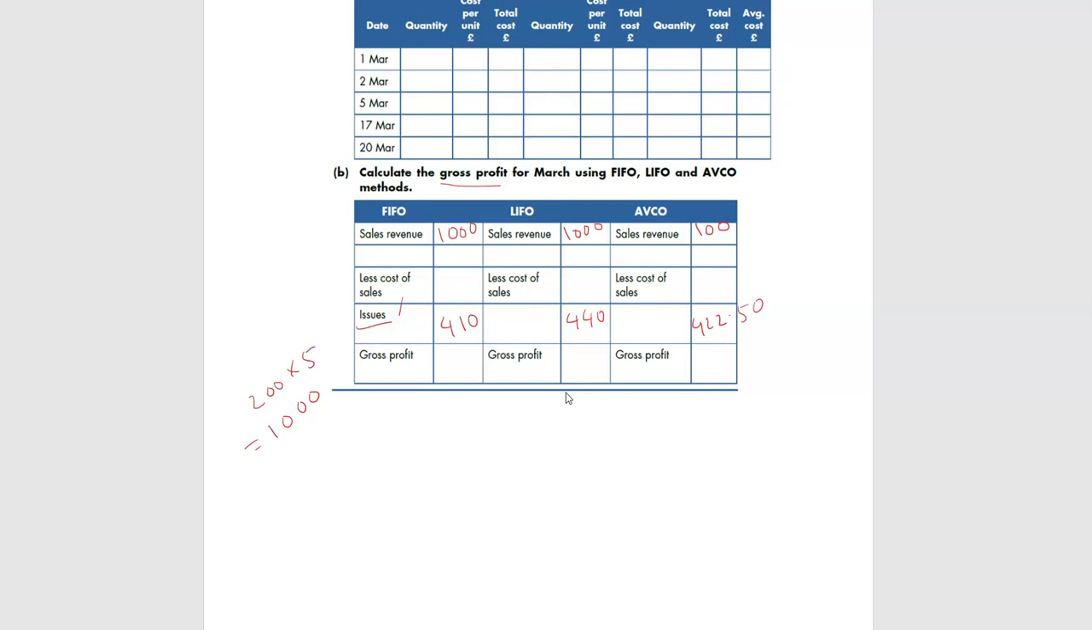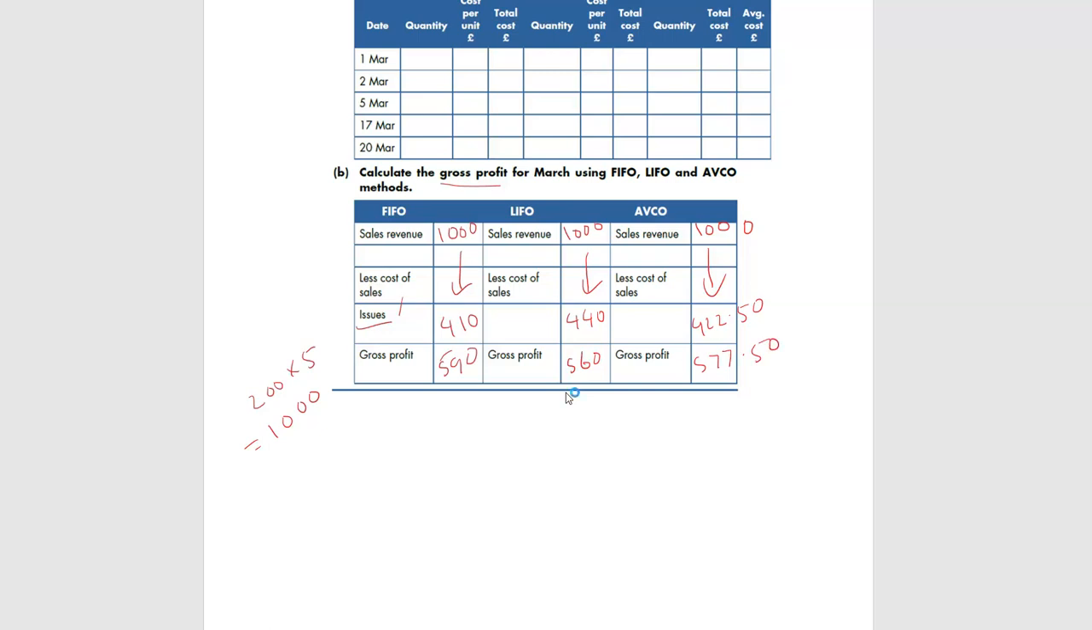and 1000 minus 422.50. So here under the FIFO method I have a gross profit 590, under the LIFO method I have a gross profit 560, under the AVCO method I have a gross profit 577.50. That's it. That's quite simple. It's not very difficult. So that's how we can understand our FIFO, LIFO, and AVCO.